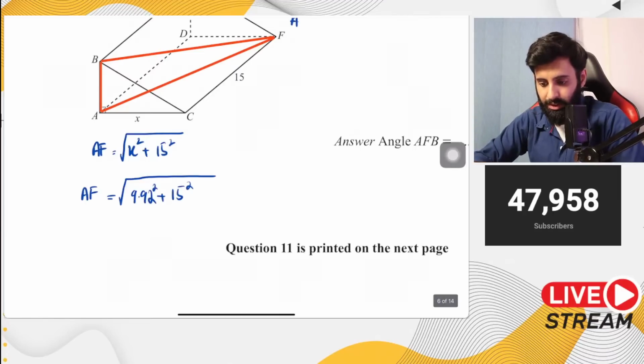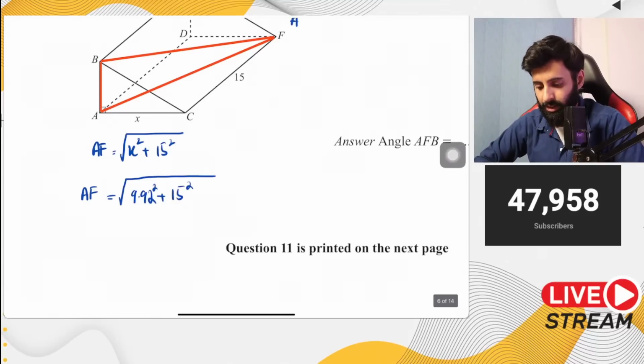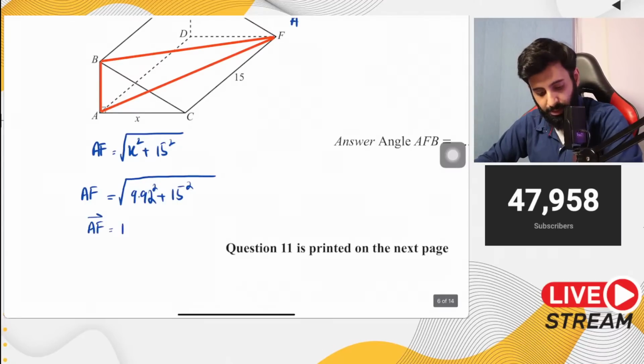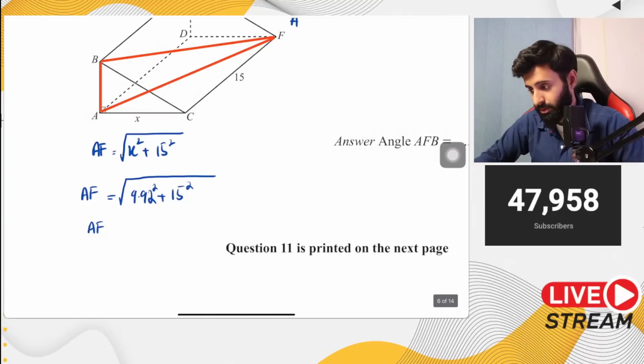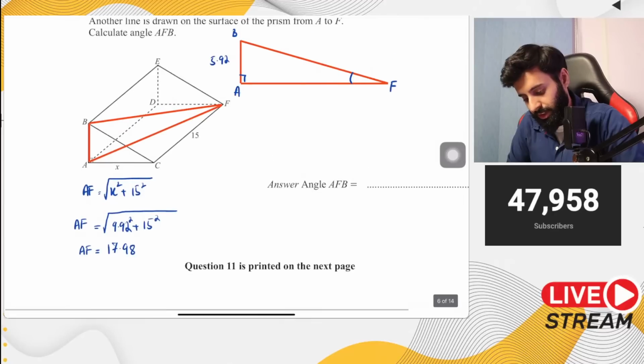Yeah, you can say it's a scalene triangle, but it's a right triangle. The emphasis should be on the right angle triangle. Whether it's scalene, isosceles, and everything else is irrelevant. So now AF turns out to be 17.98, and because this is not a vector, AF is 17.98. (You've just studied vectors, so you're used to vectors now.) All right, so here's 17.98.